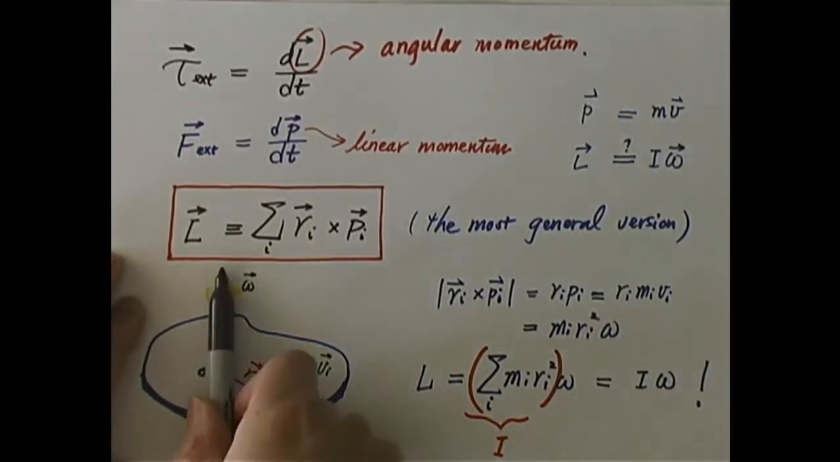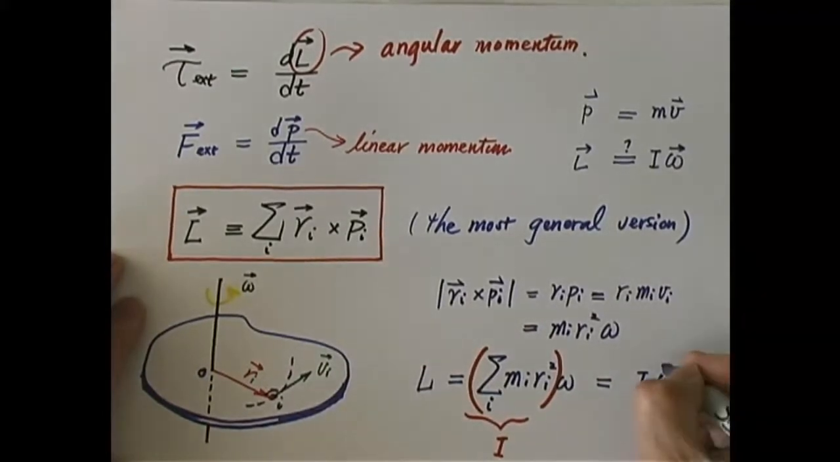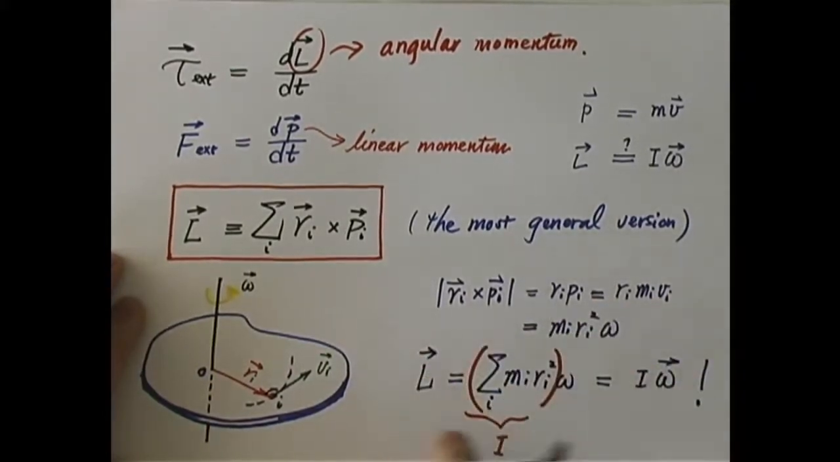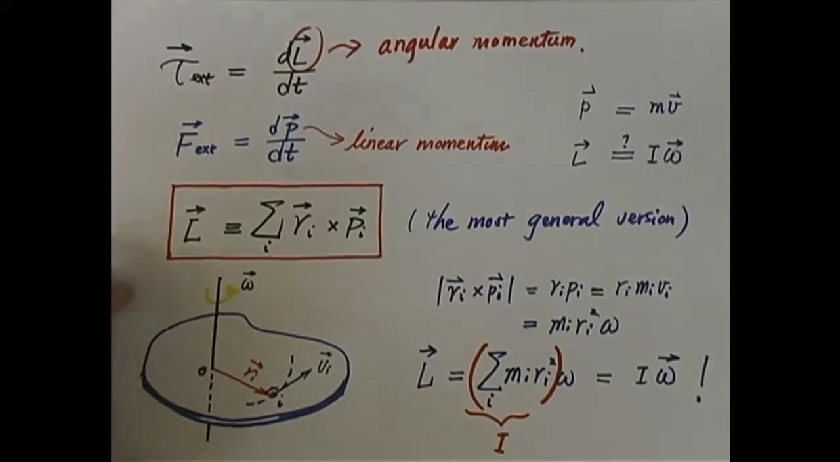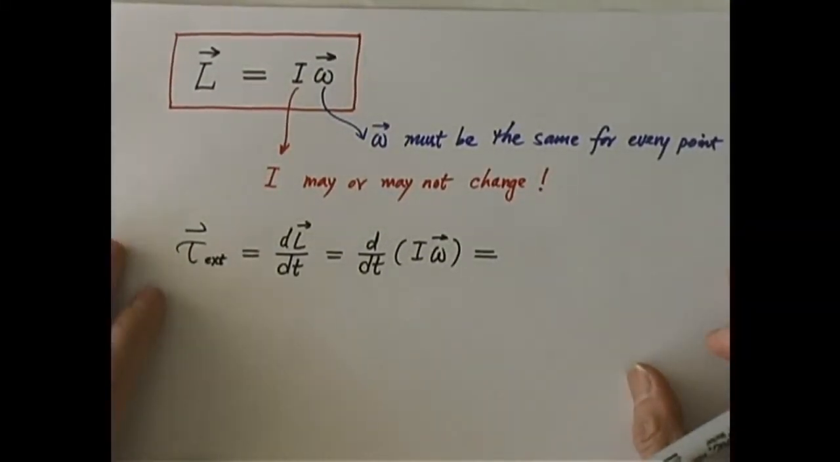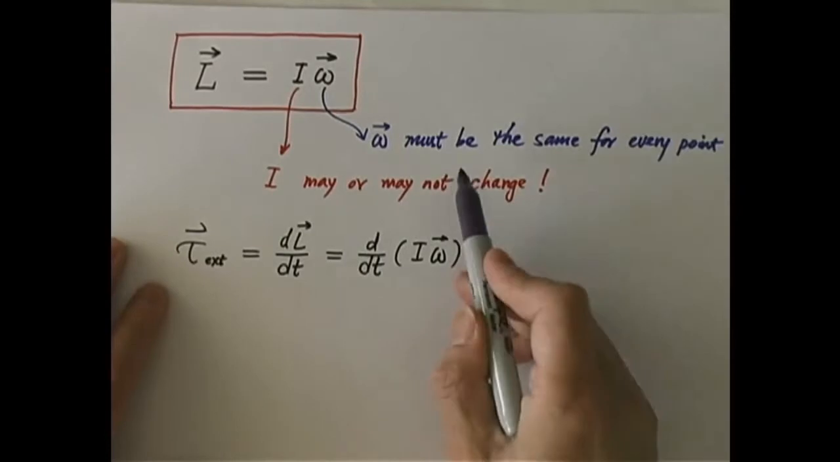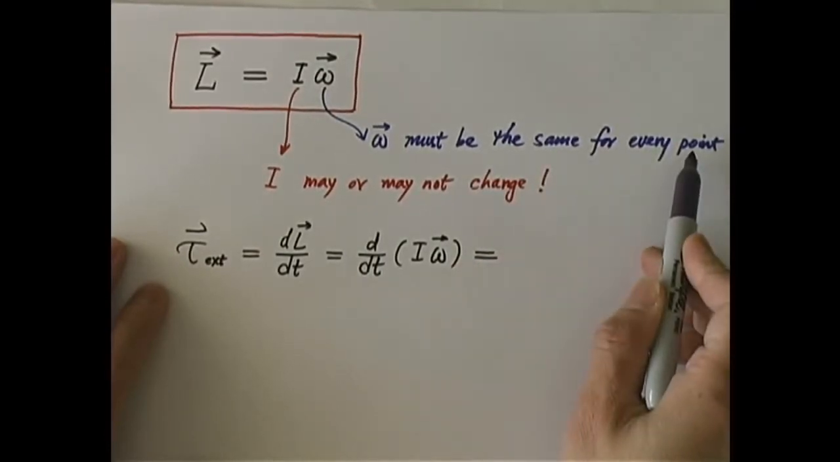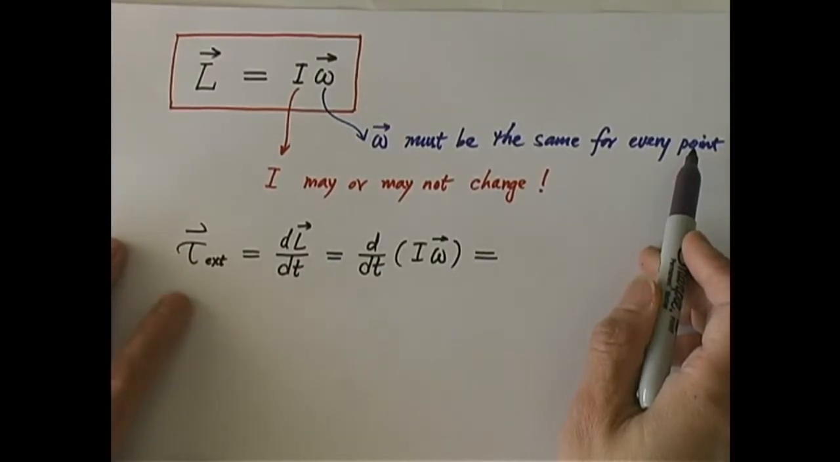Well, the direction is along the direction of omega, so therefore I'm going to simply attach a vector sign here. L and omega have the same direction. So indeed, L can be equal to I times omega. To recap, I found that L can be equal to I omega provided that omega is the same for every point on that object. Like I said, if it's a rigid object, that certainly works. Okay? Omega is the same.